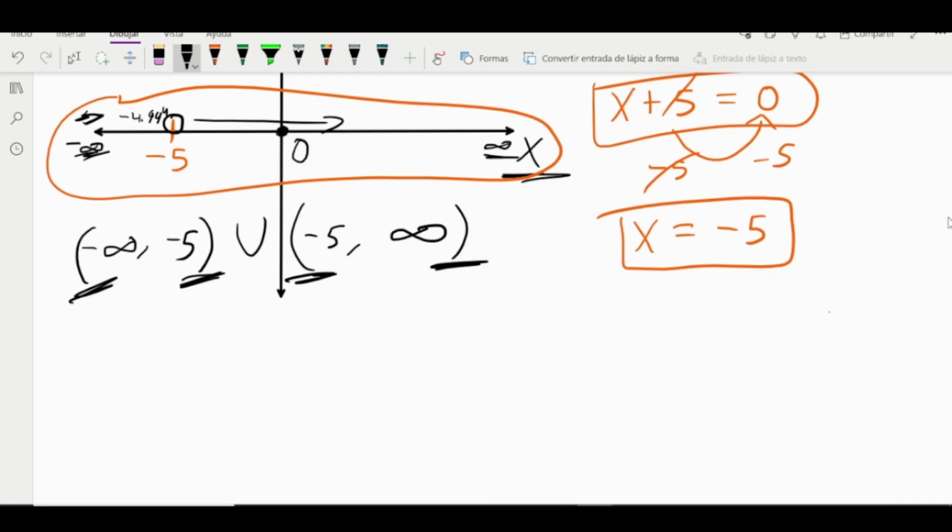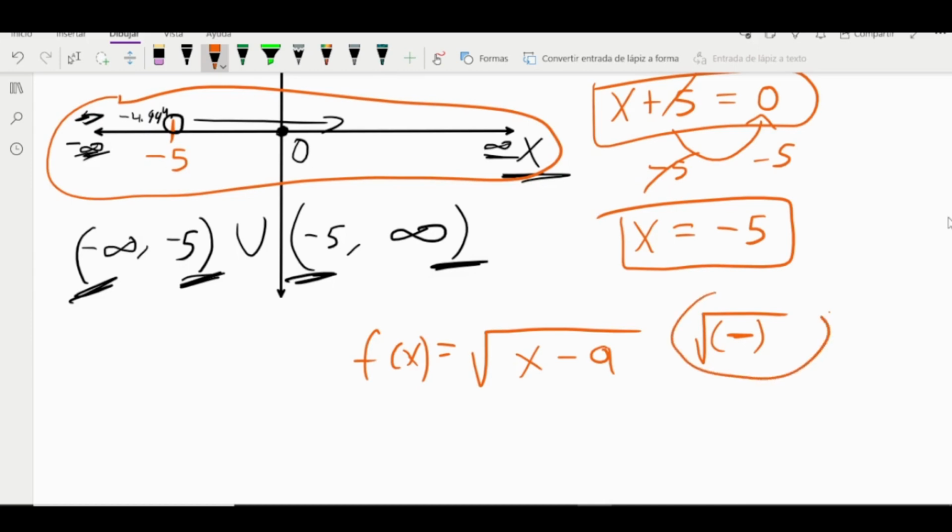Now, for example, what about another situation? Then we need to use the intervals. For example, what about the square root? The radical function, okay, or the function of a square root. So here, let's imagine that we have one function that is the square root of x minus 9. And here, remember, when we talk about the square roots, it's not possible to have negative values inside the square root, okay? We need to avoid any negative value. So how can we represent this?